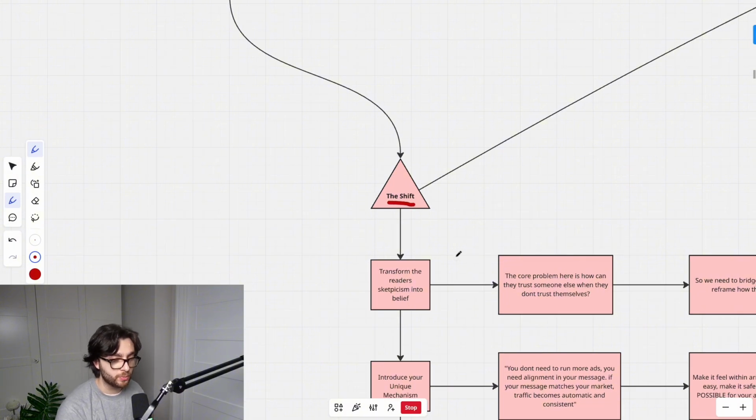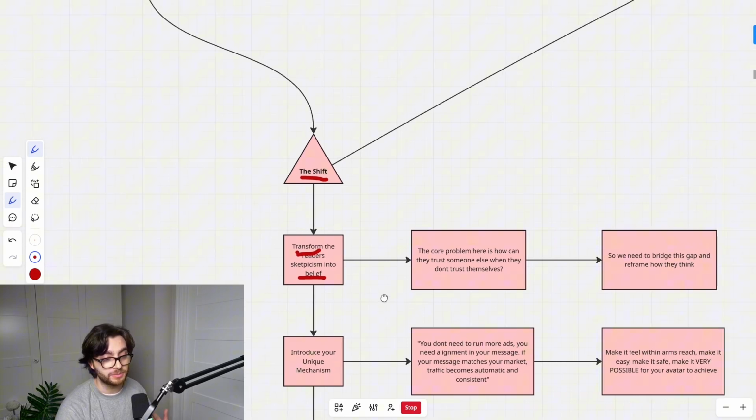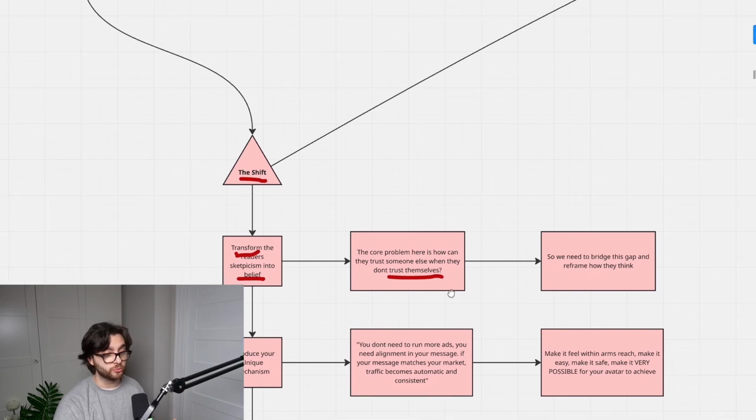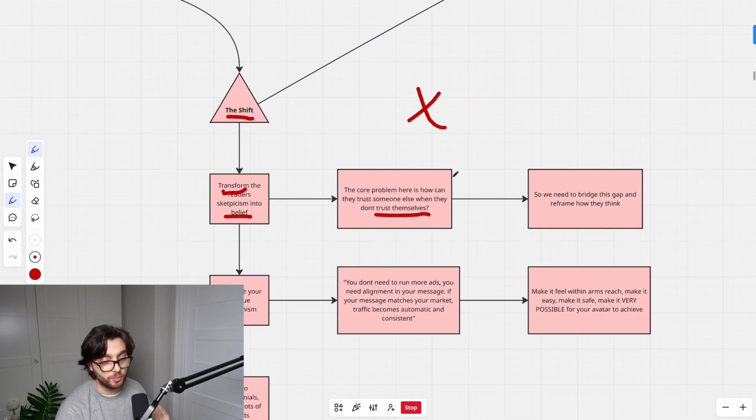This is the turning point where you transform their skepticism into belief. Okay, see, most people who land on your page don't actually believe you because they don't even believe in themselves, right? They've tried similar products before, failed with it, and they feel like they've been burned, right? So your job here is not to throw proof or testimonials. It's to reframe how they think, okay? Let me explain on the board here.